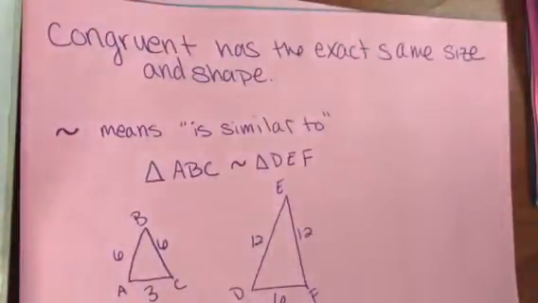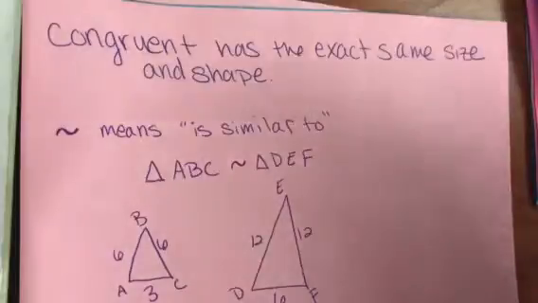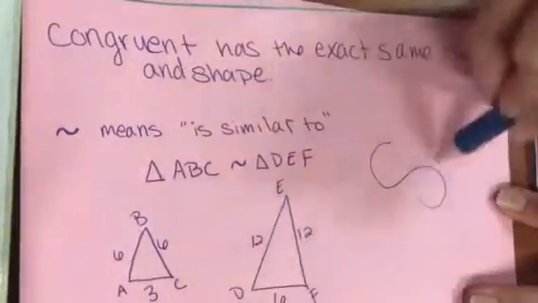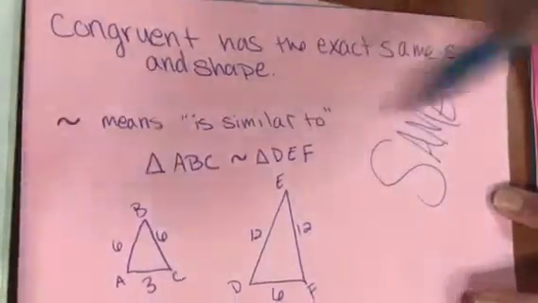Congruent. It means it has the exact same size, exact same shape. Same size and shape. Means the same. Congruent is the same.